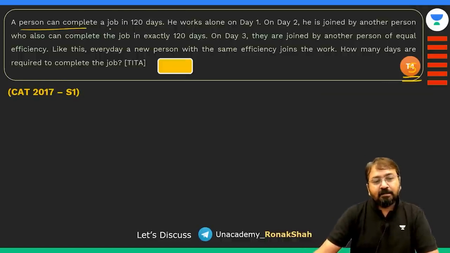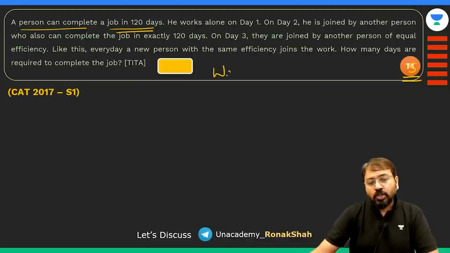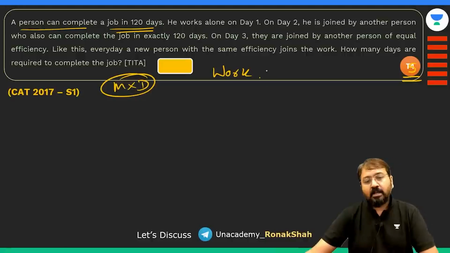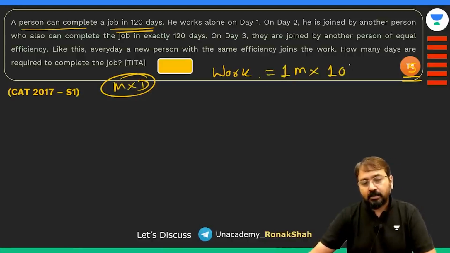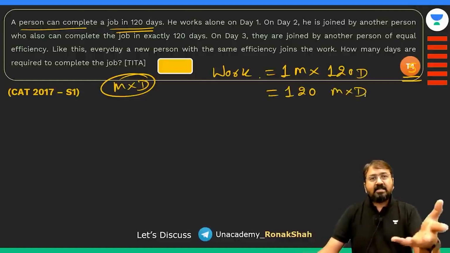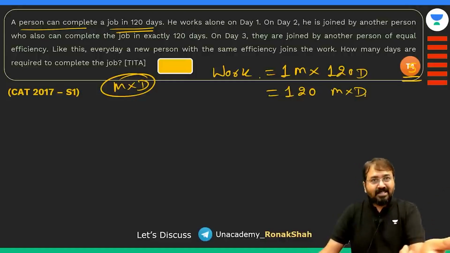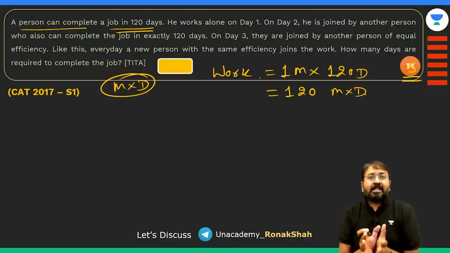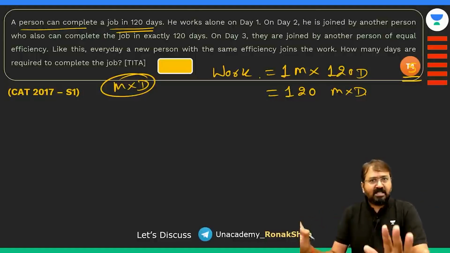A person can complete a job in 120 days. So now here I'm using Monday's approach. One man takes 120 days to complete the work, right? So I can say work is equal to 120 man days. Now 120 man days means if I have 20 men, it will take 6 days. If I have 40 men, it will take 3 days. Ultimately, this product of men and days should be equal to 120, as simple as that.